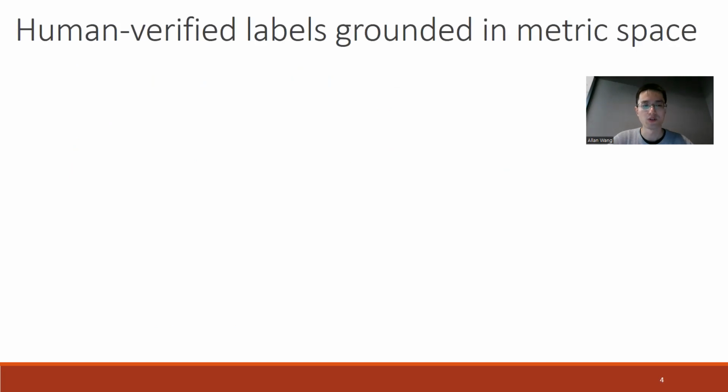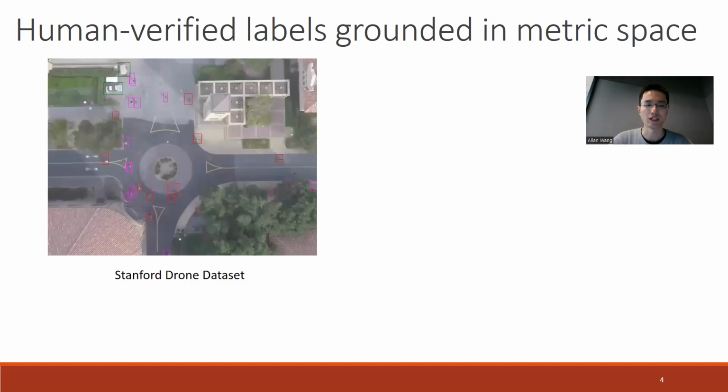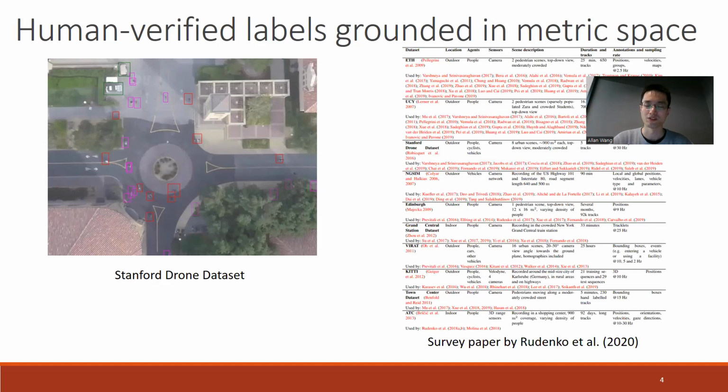First, it is very important to have human verified labels grounded in metric space for the dataset to be useful in a robot navigation case. Datasets such as the Stanford drone dataset only have the annotations in the form of 2D bounding boxes, so we do not know exactly where the pedestrians are with respect to the robot. Having these type of labels is also the reason why ETH and UCY datasets are the most popular datasets used by the research community in navigation settings.